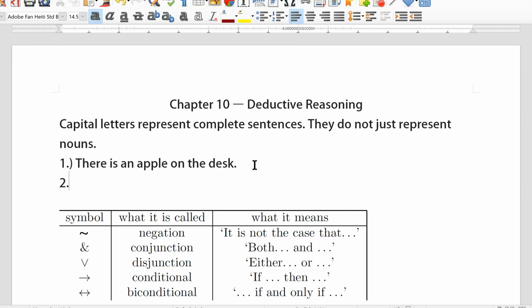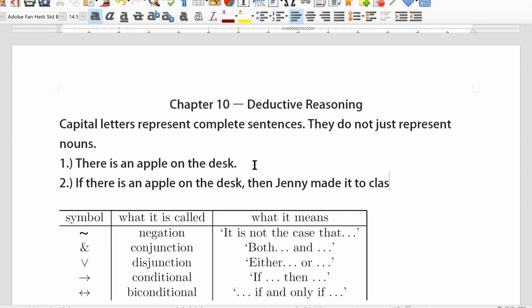And then when we go to number 2, we have if there is an apple on the desk, then Jenny made it to class, right? And C doesn't just represent class. That doesn't mean anything. It means all of this. Then Jenny made it to class.